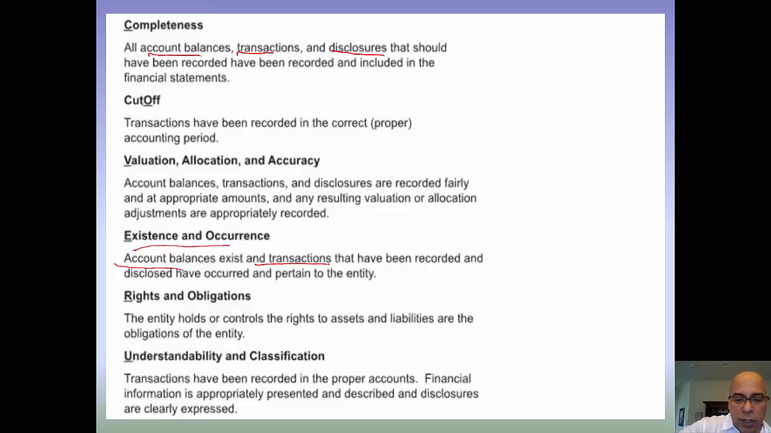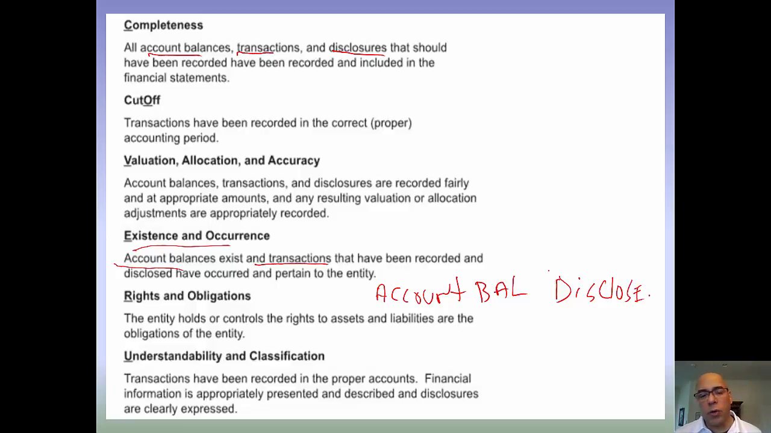Rights and obligations can get into our various areas here, our account balances, but also to a certain extent our disclosure category, okay? Because when we deal with our rights to a particular asset, there may be some things that we want to disclose about that. So I'm just going to put disclose. Okay, that's our disclosure category of assertions there. Account balance and disclosure category of our assertions. And we do that with the disclosure issue.